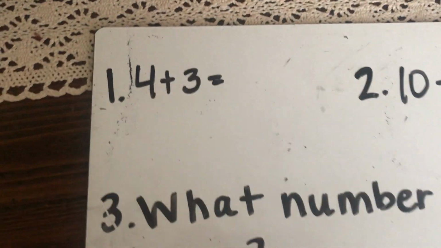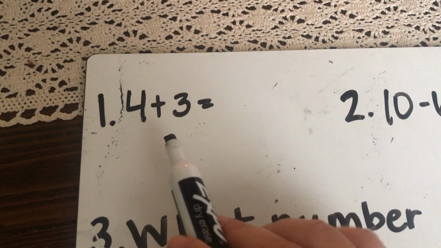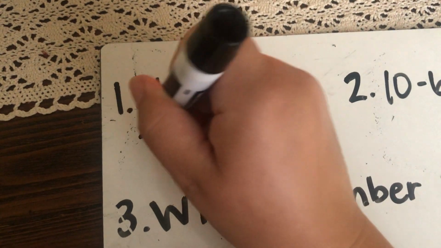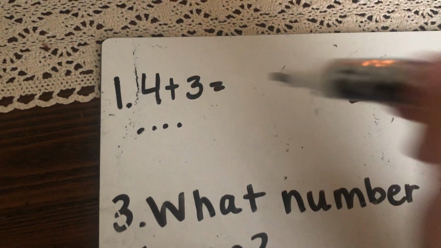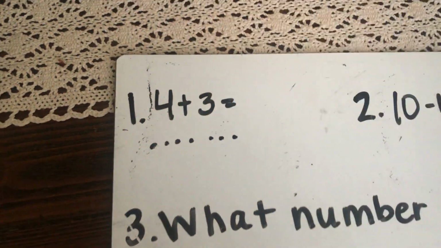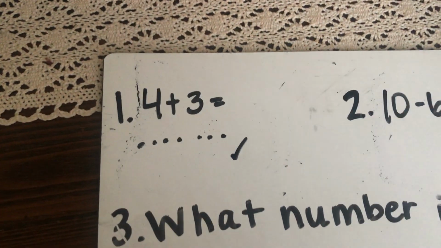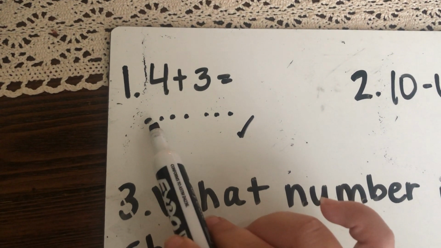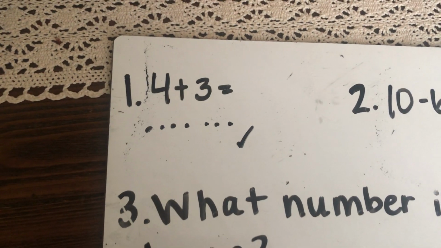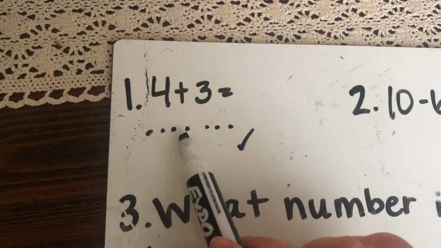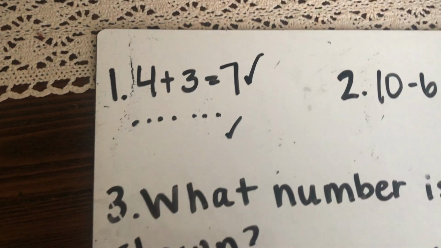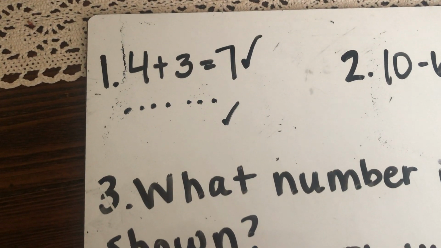All right, let's start with number one. Number one, we have an addition problem, so we're adding 3 to 4. So we're going to start by drawing a picture. 1, 2, 3, 4, and then I'm going to add 3 more. 1, 2, 3. If you drew a picture to practice that strategy, give yourself a check. And then we're going to count up our blocks, our dots, to see what our answer is. So here we have 4, 5, 6, 7. If you got 7 for your answer, go ahead and give yourself a check on that one.